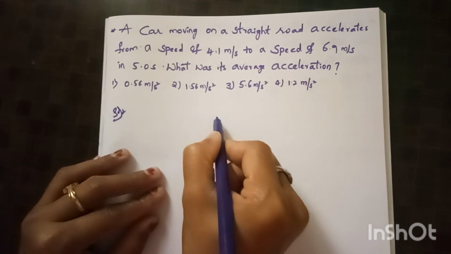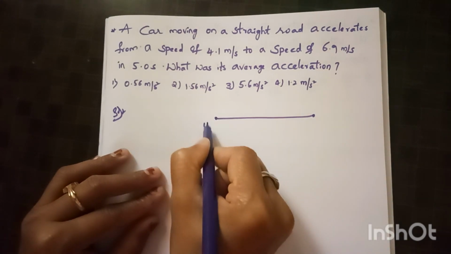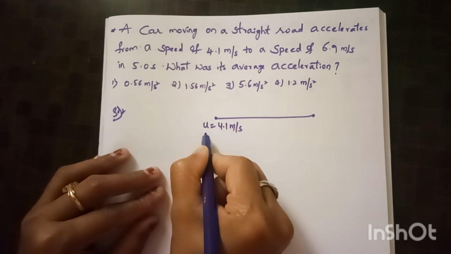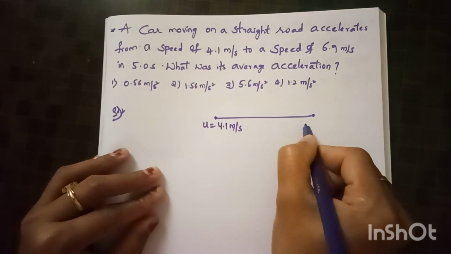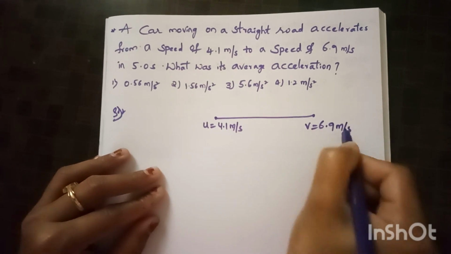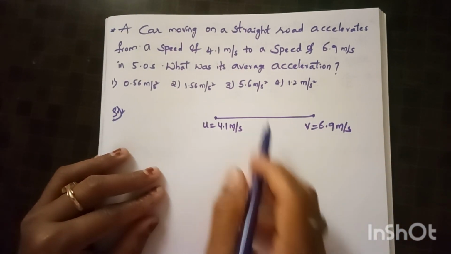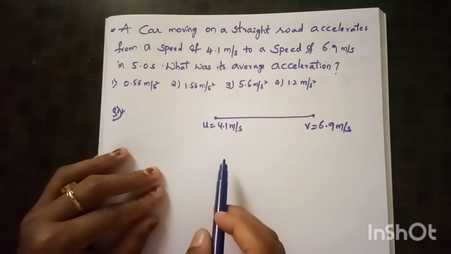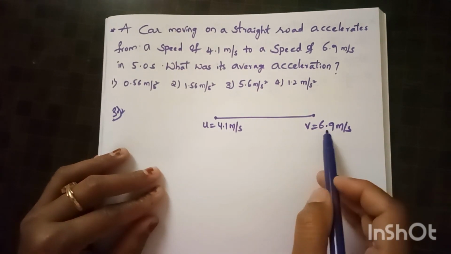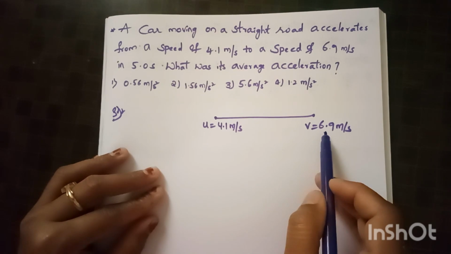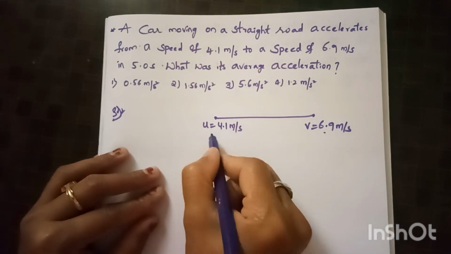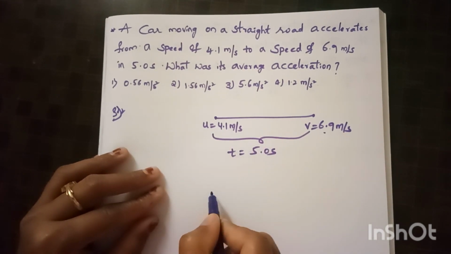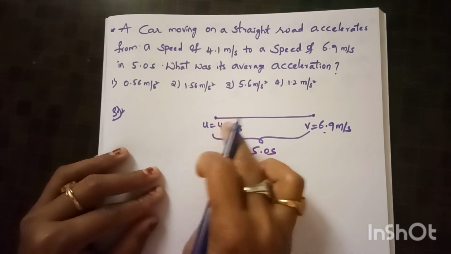So, solution. A car is traveling first with a speed of 4.1 meter per second, so that will be the initial velocity. To a speed of 6.9 meter per second, which becomes the final velocity, in a time of 5.0 seconds. So we have to find the acceleration by giving u, v and t.